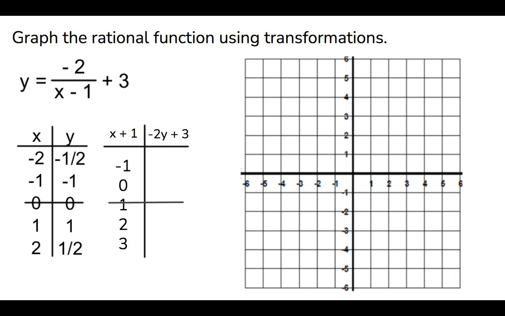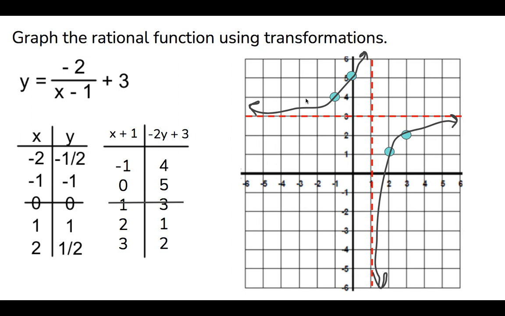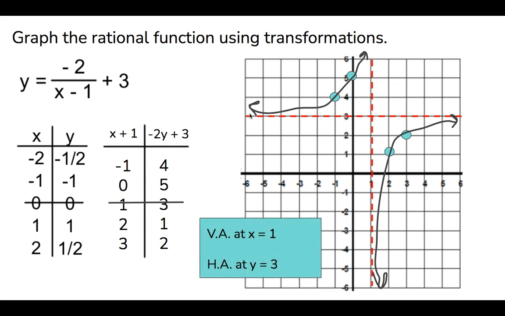For our y values, we're going to multiply by negative 2 and then add 3. And notice that my asymptotes moved along with my function. This has a shift to the right 1 and a shift up 3. So if I have a shift right 1, then that means that I have a vertical asymptote at 1. And if I have a shift up 3, then I have a horizontal asymptote at 3. Then I can graph my points around it and connect my dots with my lines. Remember that as my function gets bigger, it's going to get closer and closer to those asymptotes. And those asymptotes, again, are at 1 and 3.